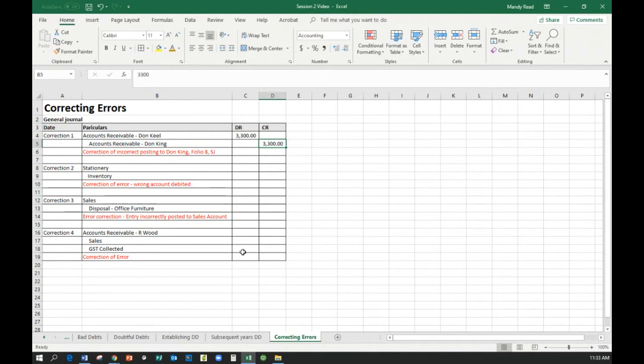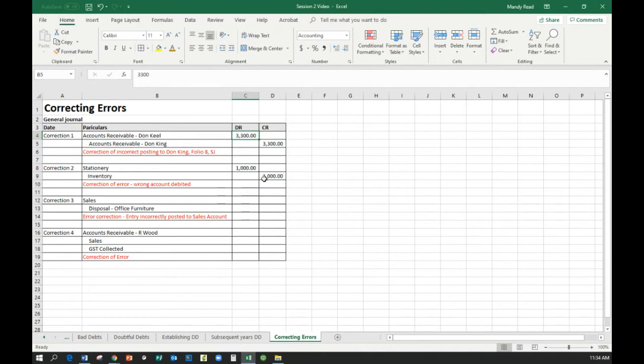Correction number 2, in other words, B. This is an incorrect allocation amount. Stationery of $1,100 purchased on credit from Office Supplies Limited was incorrectly debited to inventory. So inventory was increased by $1,000 and it shouldn't have gone into inventory. We've got to take $1,000 out of inventory and instead put it into stationery. Now with the previous example we included GST because GST is always entered into the accounts receivable account, because the debtor owes the whole amount of money.